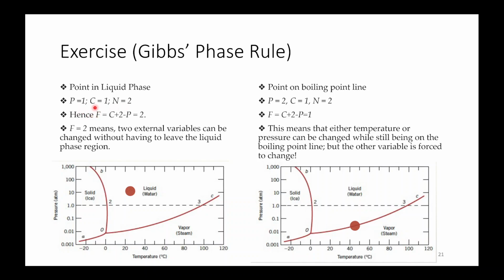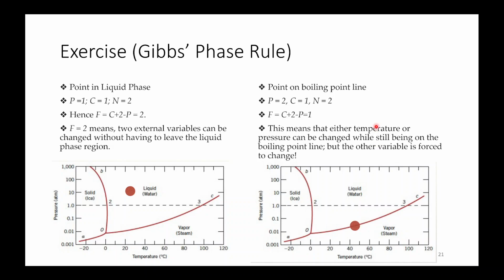Now keeping these in the formula, you'll be getting degree of freedom 2. So you can change two things. You can change pressure and temperature both, and you'll still be getting liquid as your phase. It means degree of freedom 2 means two external variables can be changed without having to leave the liquid phase region. Second point is at the phase boundary.